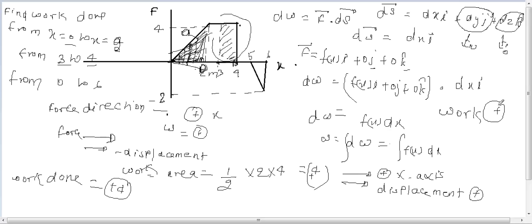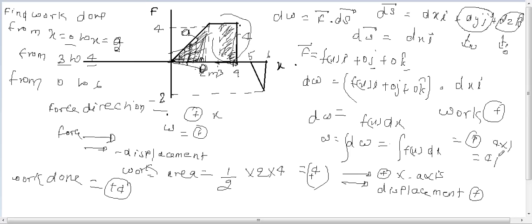Now we have to find just this area. If you look at this, it is the geometry of a rectangle, and this length will be 1 and this length will be 4. It is given that this length is 4. So the work done will be plus 4 into 1, that is 4 joule.